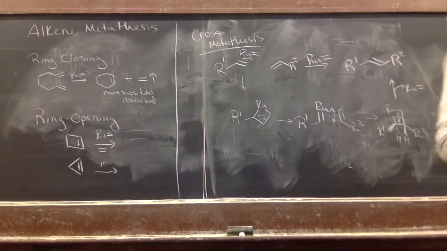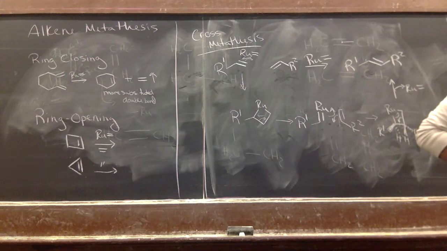I'm saying that form a double bond between three different groups, like R2 and R1. No, you can't. The alkene's not going to do that. You can't do metathesis this way, at least, to get tri-substituted alkenes. You're not going to be able to do that.